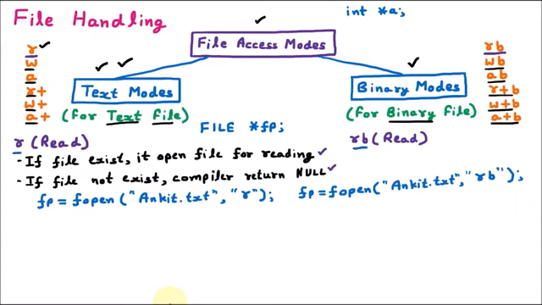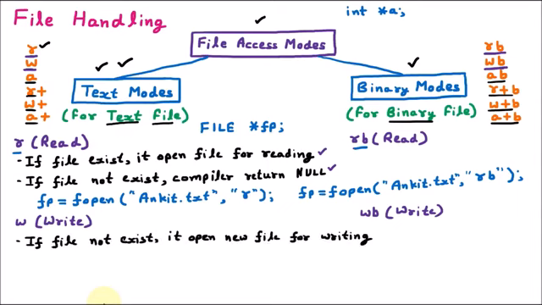Now we are discussing the next mode, which is W, which is for write. And corresponding to that, we have the binary mode, which is for the binary file, that is WB, meaning write for the binary file. When we are using the write mode, at that time there are again two options. The option number one is that if the file does not exist, it will open a new file.